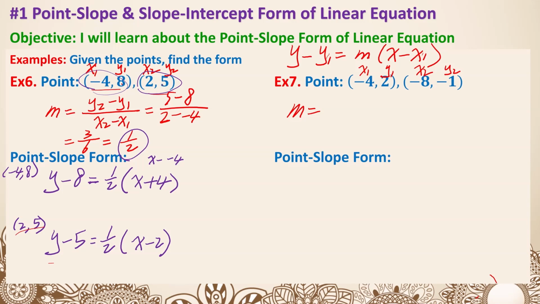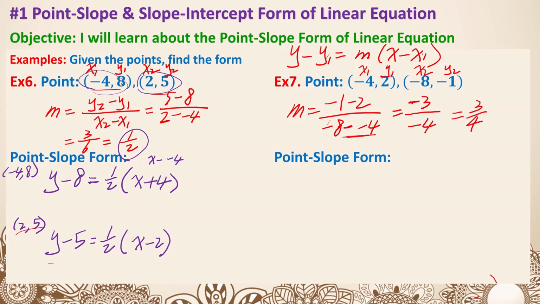So now m equals y2 minus y1, which is negative 1 minus 2, over my x2, which is negative 8, and my x1 is negative 4, so minus a negative 4. The top is negative 1 minus 2, which is negative 3. And the bottom is negative 8 plus 4, which is negative 4.